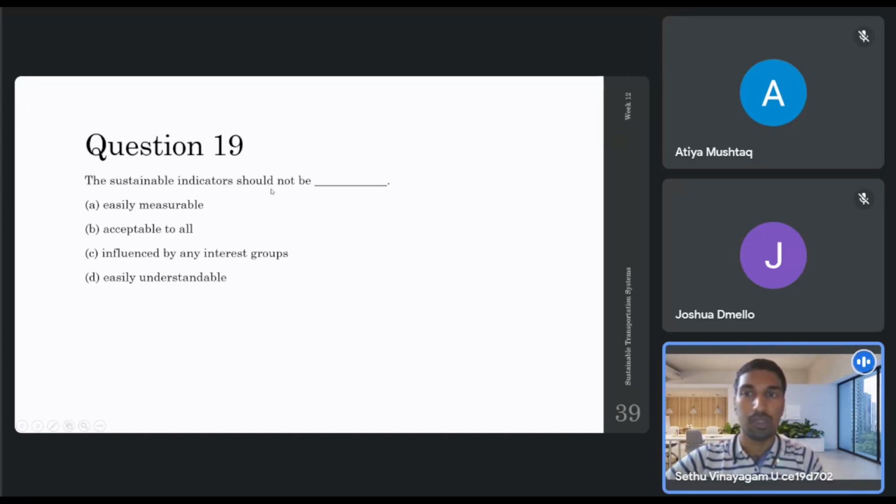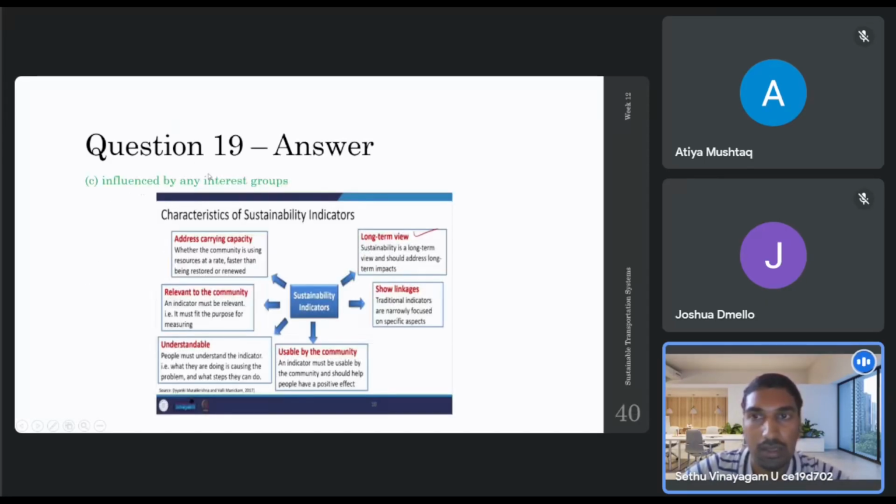We already looked at that it should be easily measurable. If you cannot measure it, it won't be useful. The indicator should be measurable, and it should be acceptable by all. It should be for everyone, and understandable by everyone. Again, we saw that these are characteristics, but C is not really a characteristic. If it is influenced by a particular interest group, then the results may sway towards one particular group, but that should not be the case. It should be neutral. It should take into account all these characteristics without favoring one particular group or the other. That is not a characteristic for a sustainability indicator. Therefore, C is the right answer.